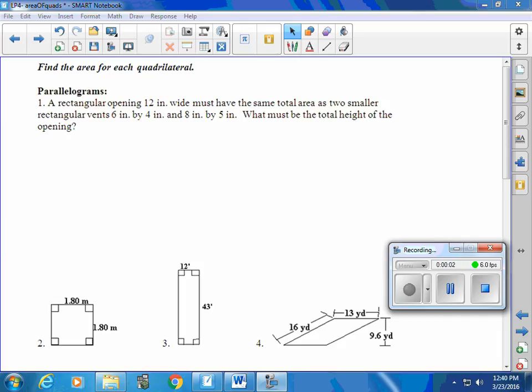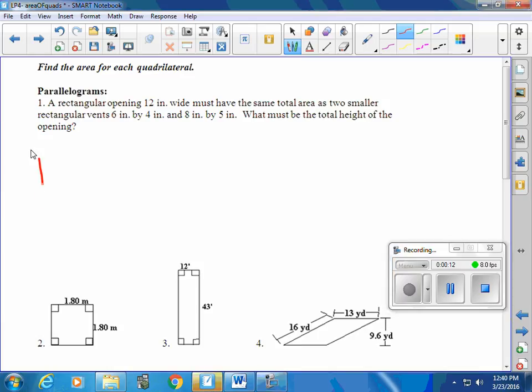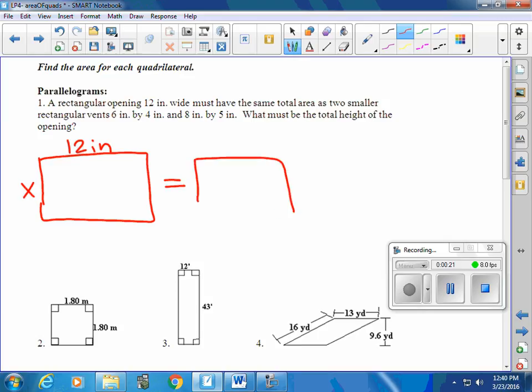A rectangular opening 12 inches wide must have the same total area as two smaller rectangular vents, 6 inches by 4 inches and 8 inches by 5 inches. What must be the total height of the opening? So we're starting out with one rectangular opening that's 12 inches wide, but we don't know how tall it is, so I'm going to call that x. And this has to be equal to two smaller ones. One is 6 inches by 4 inches, and the other one is 8 inches by 5 inches.